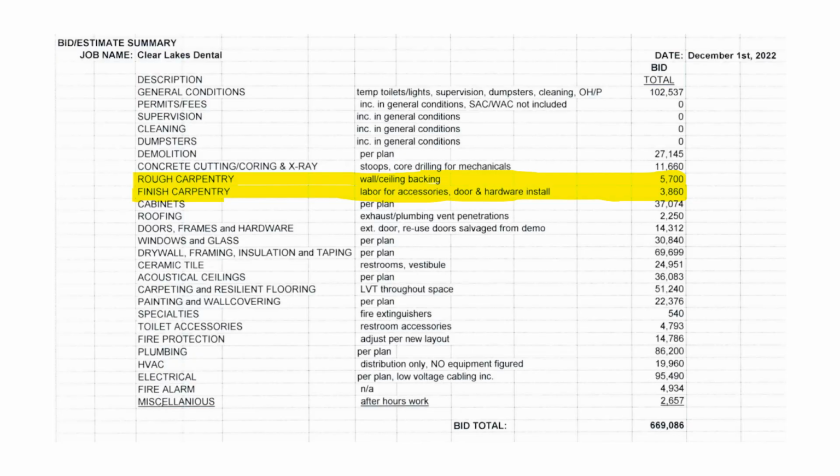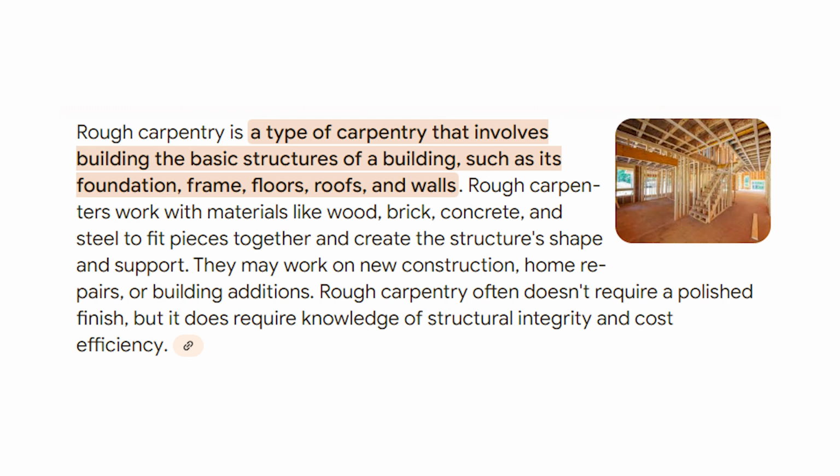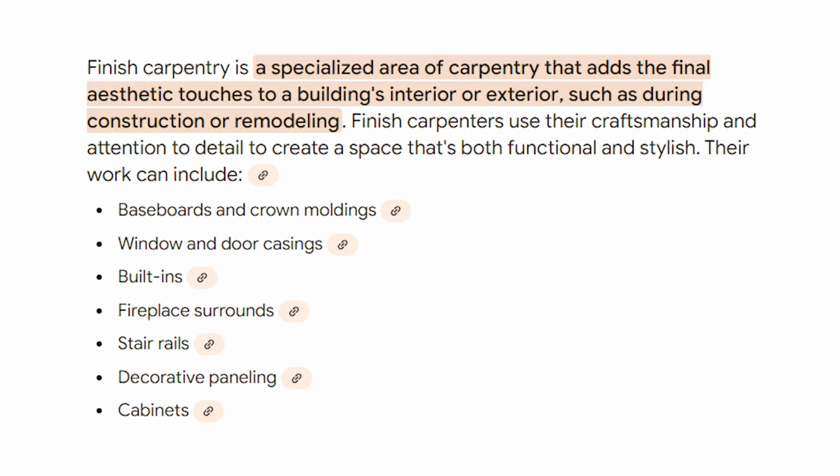I put rough carpentry and finished carpentry in the same highlighted area because they're pretty much peanut butter and jelly. Google defines rough carpentry as a type of carpentry that involves building the basic structures of a building, such as its foundation, frame, floors, roofs, and walls. And Google also states finished carpentry is a specialized area of carpentry that adds the final aesthetic touches to a building's interior or exterior, such as during construction or remodeling. So pretty much things like baseboards and crown moldings.